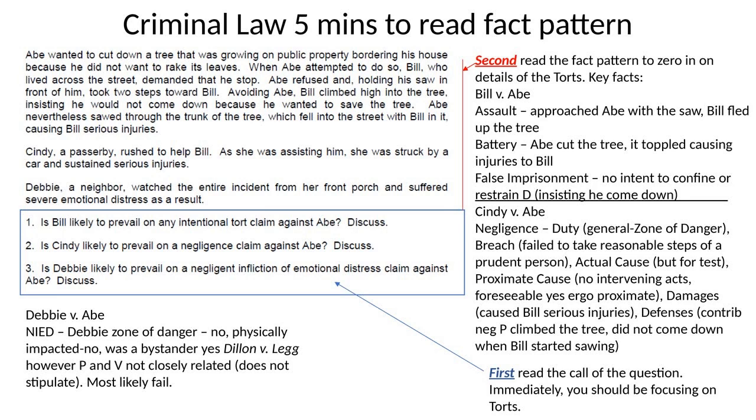Okay, Cindy v. Abe, negligence. Oof. You got duty, breach of that duty, actual cause, proximate cause, damages, and any defenses to the negligence. You should have negligence memorized forwards and backwards. Okay, Debbie v. Abe, NIED. Is Debbie in the zone of danger? She might be on the fringes because she's a neighbor. Physically impacted? No. Was a bystander? Yes. However, the plaintiff and the victim are not closely related. Does not stipulate that. Most likely to fail.